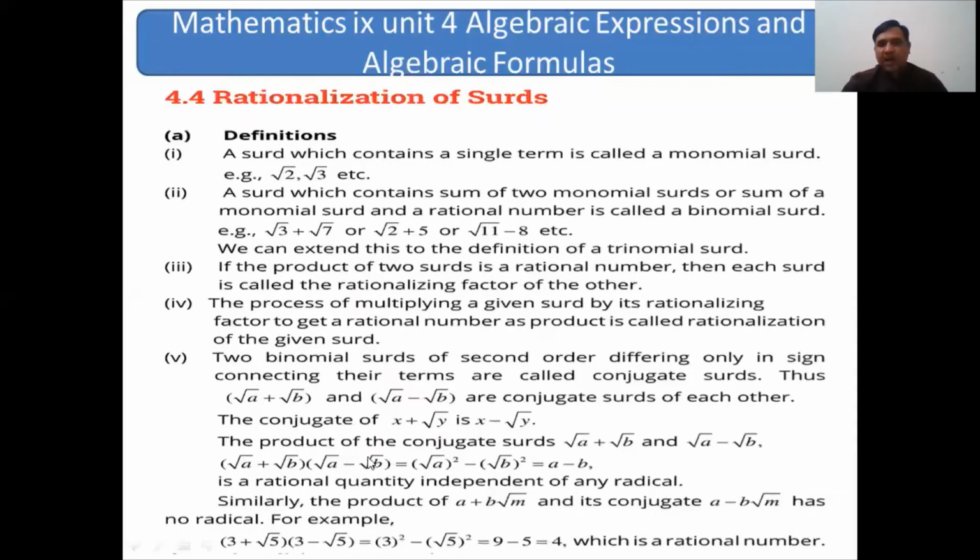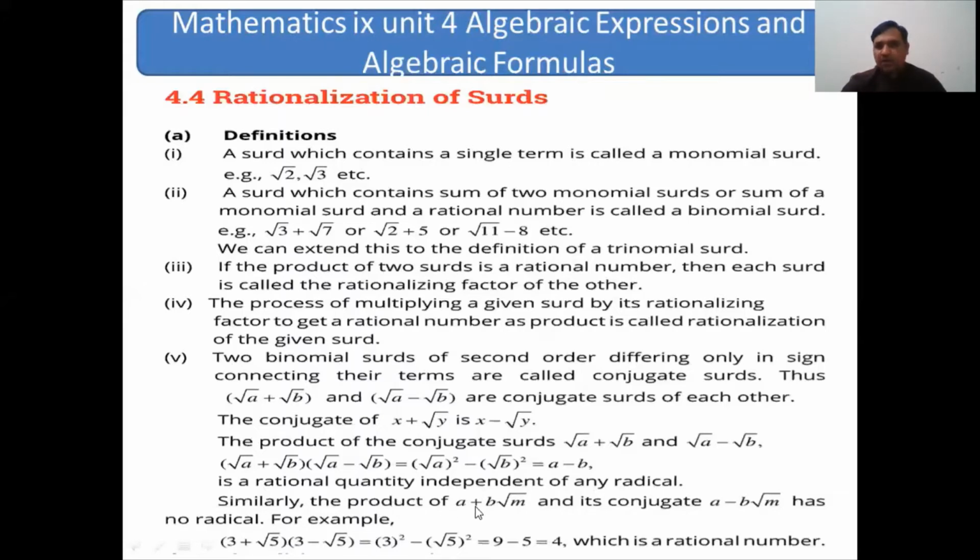More, the product of conjugate surds. If we have the square root of a plus the square root of b, this is a binomial surd, and the square root of a minus the square root of b is another binomial surd. So these two are the conjugates of each other. If we multiply these two surds, we can utilize the formula a square minus b square. So we can write the square root of a squared minus the square root of b squared, which is equal to a minus b. So a minus b is a rational quantity independent of any radical.